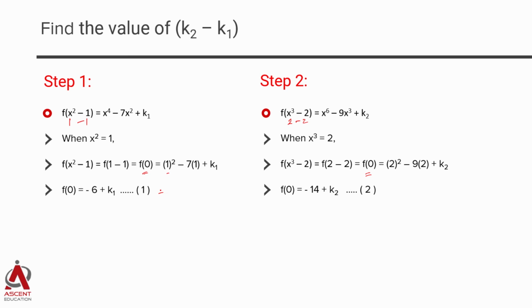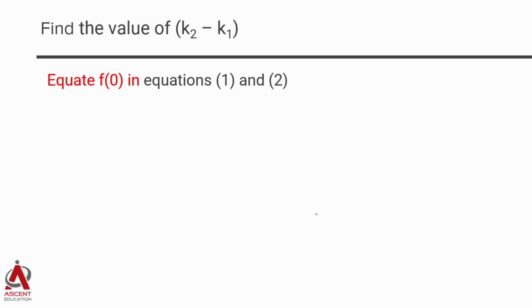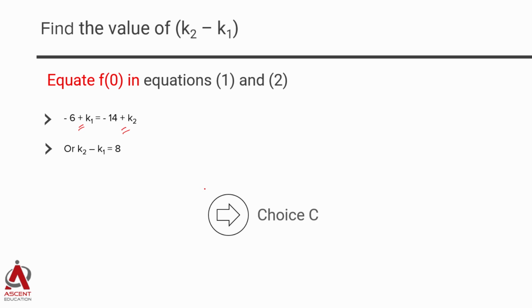Both in equation 1 and in equation 2 our LHS is f of 0. So we can equate f of 0 in both these equations to get the value of k2 minus k1. Minus 6 plus k1, which is the value from the first equation, should be equal to minus 14 plus k2, which is the value of f of 0 from the second equation. So k2 minus k1 is equal to 8. Choice C is the correct answer.